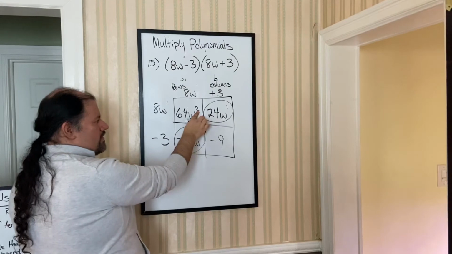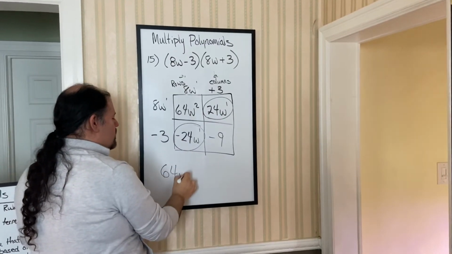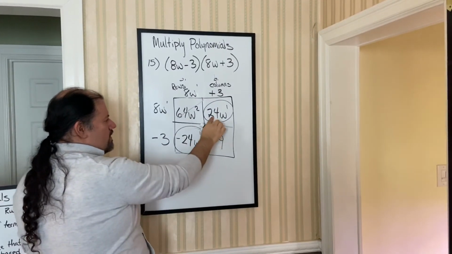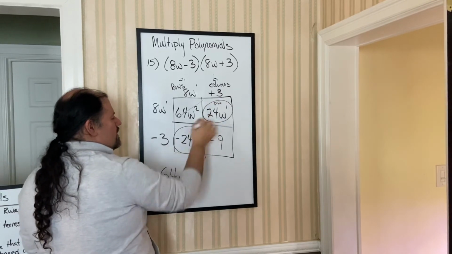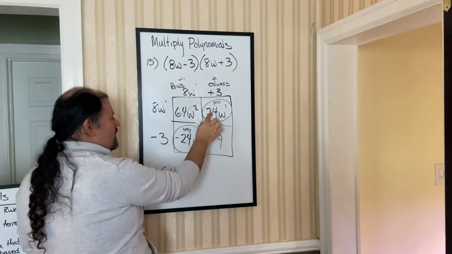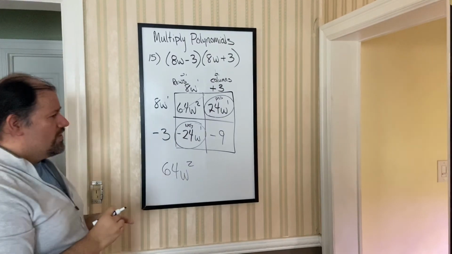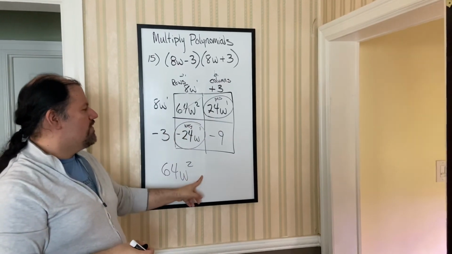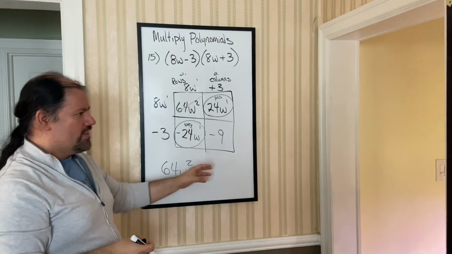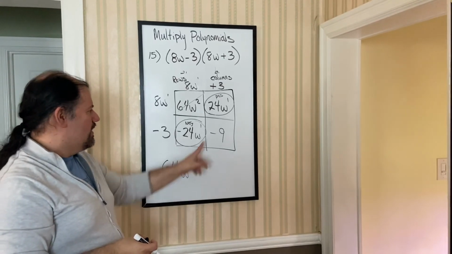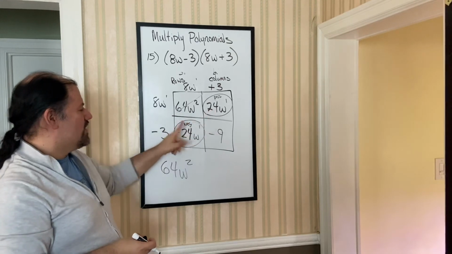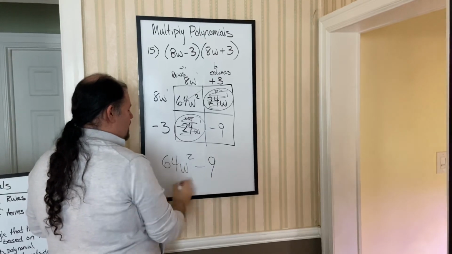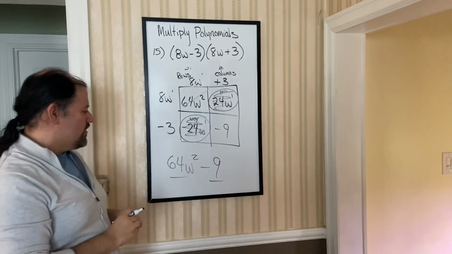We'll start with our highest degree first, 64w squared. Notice there's no other w squared, so we're good with this. These two are like. Now notice this is a positive and this is a negative. When you have a positive and negative, we subtract. Now notice 24 minus 24 is 0. So occasionally you will get this. If you get a 0, that means you don't even have any w's, because 0 w to the first, 0 times anything is still 0. So these, because they are additive inverses, cancel each other out altogether. And then you have your -9. So here's our final answer, 64w squared minus 9.